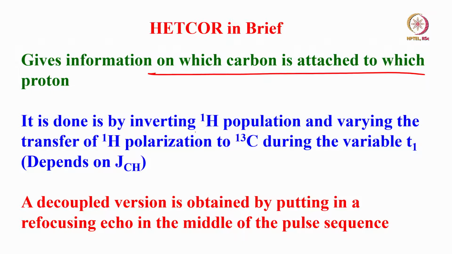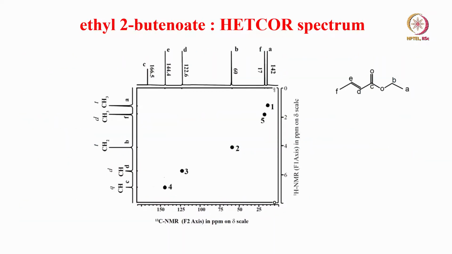It is done by inverting the proton population and varying the transfer of polarization, proton polarization to carbon-13, during t1. That is what happens in the t1 period, although we did not discuss it in detail. You can have the decoupled version, various variants are there, but nowadays we do not go into that, we will go to HSQC, that is why I do not touch upon it. I just wanted to tell you this is a heteronuclear correlation experiment, and in a different way we can do that.